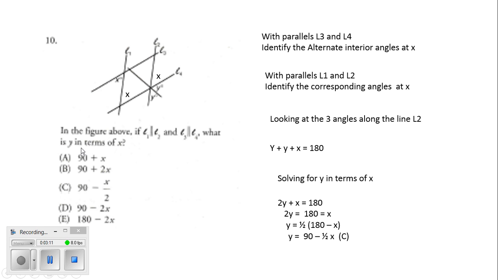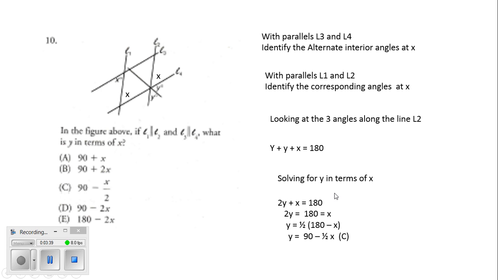Now, what are we asked to do? Express y in terms of x. Well, going back, x is given here, alternate interior to that is the x here, corresponding to this x is the x over here. These three angles: x plus y equals 180. Y plus y, of course, is 2y. 2y plus x equals 180.